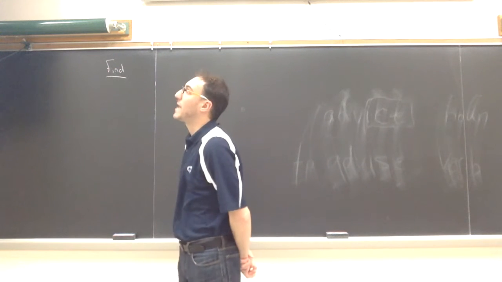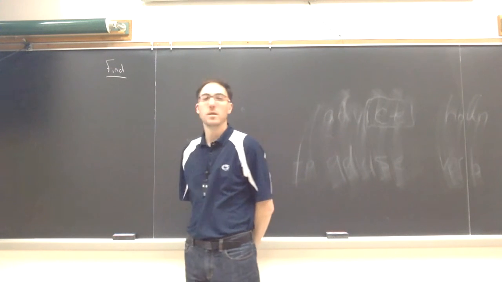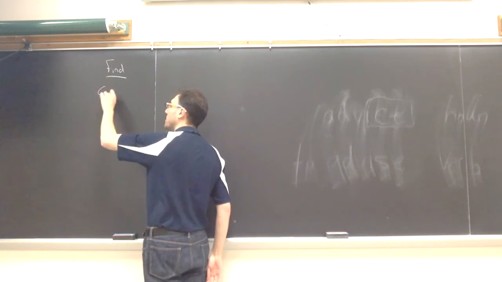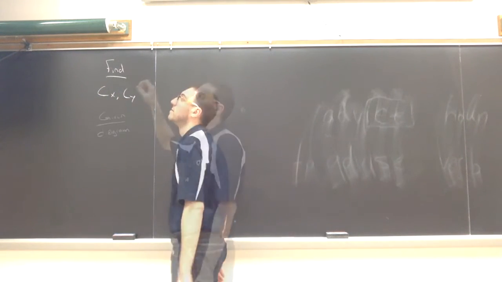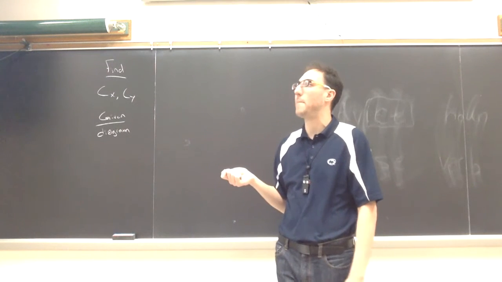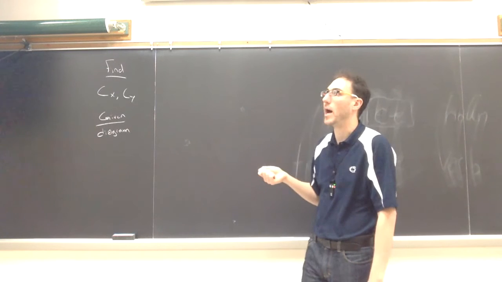We want to find the reaction at pin C. So it's a pin, it's going to have an X component and a Y component. I'll call it CX and CY. We can't just draw the external picture because we'll have four unknowns in that picture: AX, AY, CX, CY.